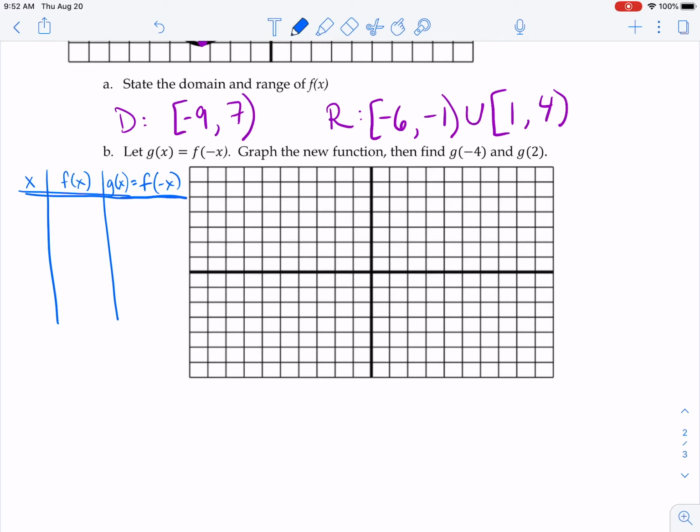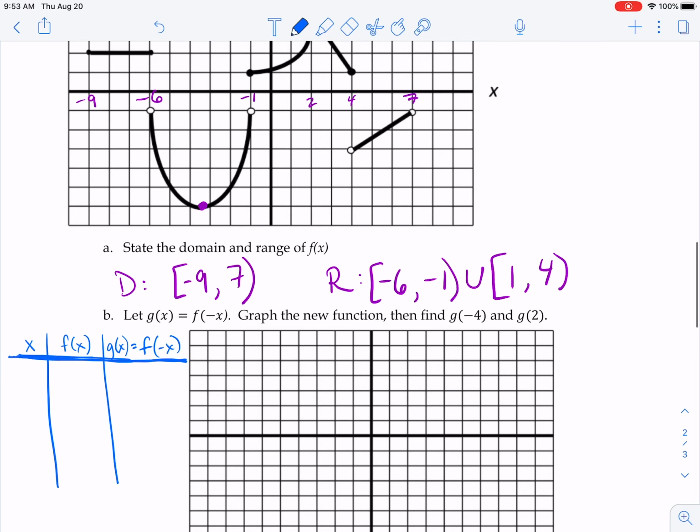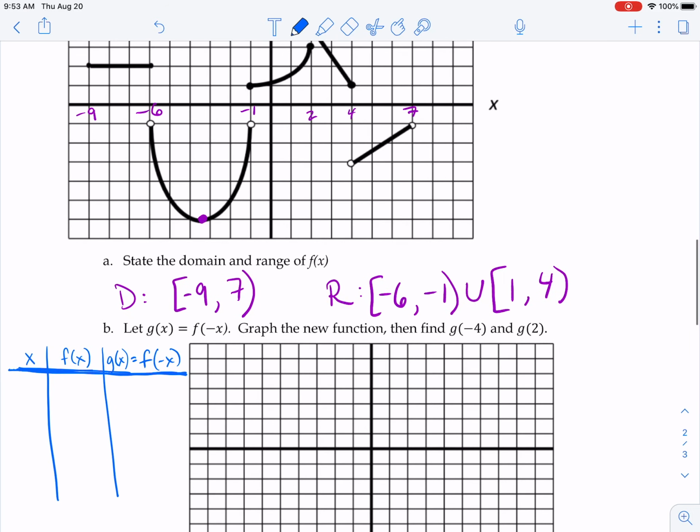Okay, so what I want to look at here is, looking back at this graph, I have the point, let's say when x equals... do I want to make a chart this way? I should have thought about this a little bit before I jumped in. Okay, you know what? We don't need this column. Say when x is 9, g of 9 is going to be f of -9.